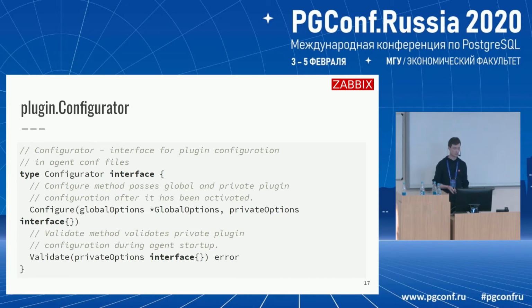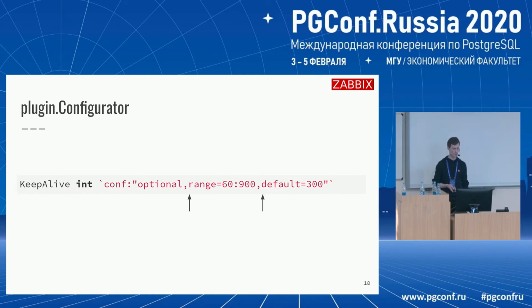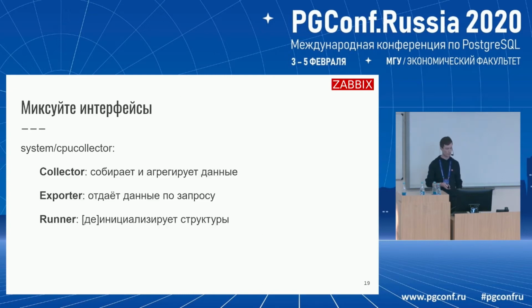If we want to configure our plugin, we can do it by using the configurator interface. We can do everything when it comes to config file reading or config file parsing. The agent will do it instead of us. This interface has just two methods. The Configure method passes global and private plugin options, and the Validate method validates the private plugin options. If the validation fails, the plugin will not start and we will get information about problems. In the easiest way, we can define the accessible range and default values in conf tags.